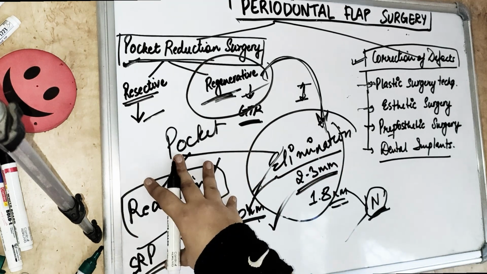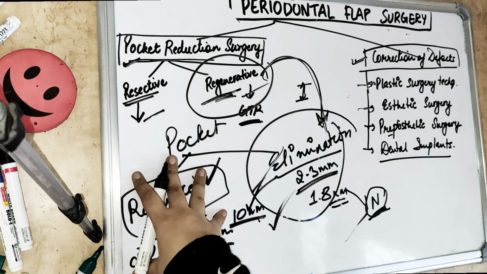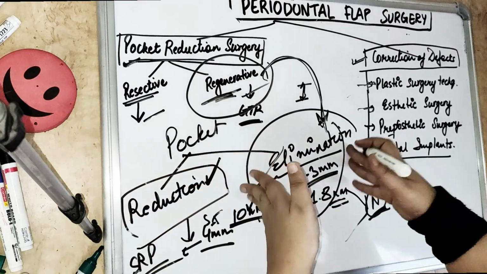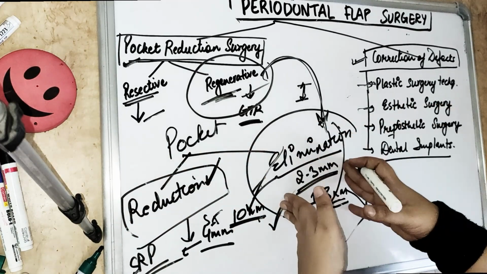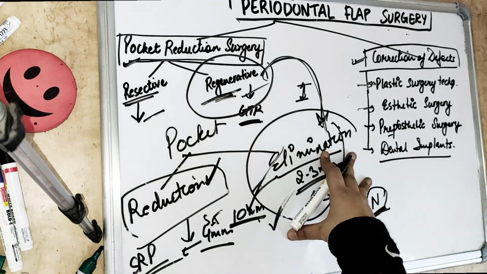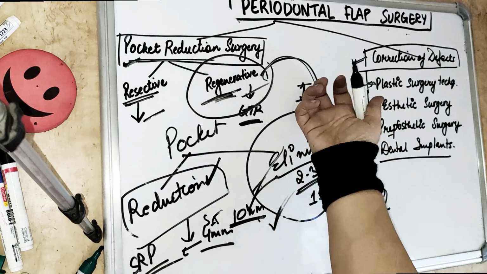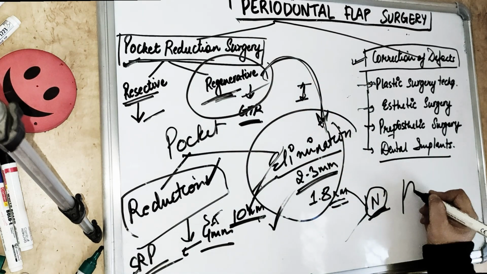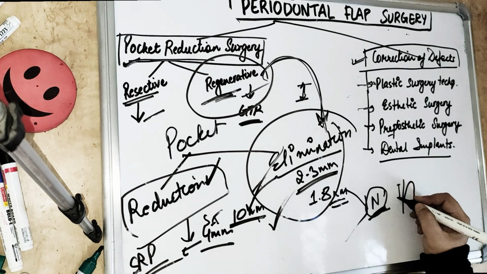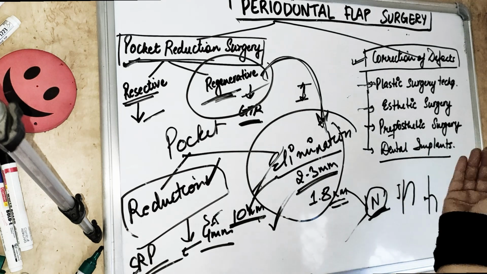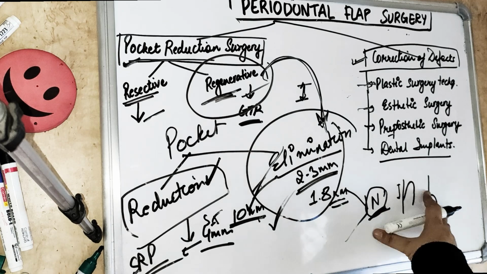See, the pocket reduction and the pocket elimination we are going to talk about. If it is a modified Widman flap, then it is a reduction. If it is a Widman flap, then it is an elimination procedure. If it is an apically displaced flap, then it is an elimination procedure, because suppose the pocket was like this previously. Now when you are apically displacing this flap, then there is a removal of the pocket. There is no pocket at all. So that also is an eliminating procedure.